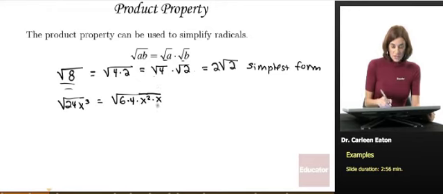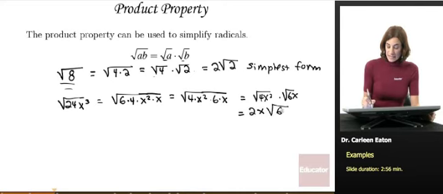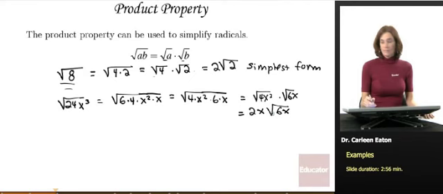So now I have all this factored out, but I need to split off the perfect squares. I'm going to rewrite this using the product property, and I'm going to rearrange slightly. Before I write this out, I'm going to cluster my perfect squares. 4 is a perfect square, and x squared is a perfect square. That leaves me with a 6 and an x. Now I use the product property to get the square root of 4x squared times the square root of 6x. The square root of 4 is 2, and the square root of x squared is x, and that's as far as I can simplify. So I have 2x radical 6x. So again, the product property is very useful in simplifying radicals.